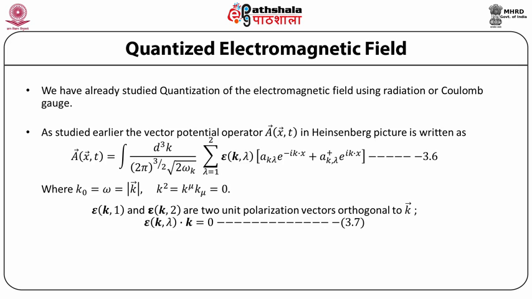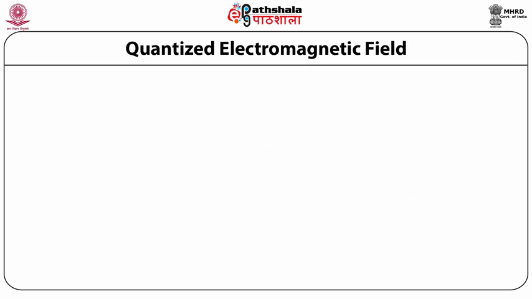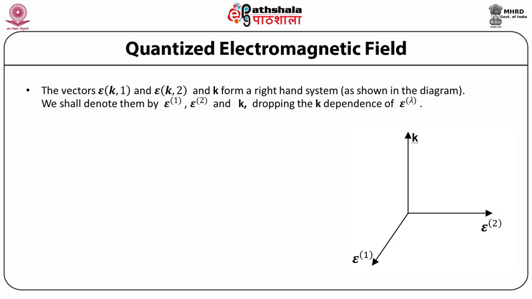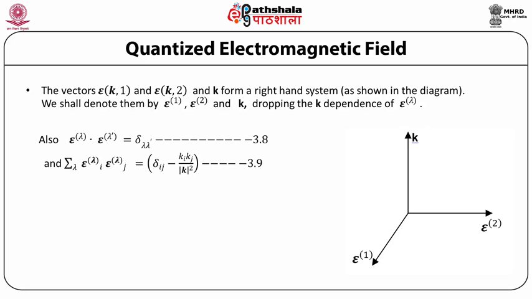k squared k mu is equal to 0. Epsilon k1 and epsilon k2 are two unit polarization vectors orthogonal to the k vector. The vectors epsilon k1, epsilon k2 and k form a right-hand system as shown in the diagram. We shall denote them by epsilon 1, epsilon 2 and k, dropping the k dependence of epsilon lambda. Also, epsilon lambda dotted with epsilon lambda prime is delta of lambda lambda prime.